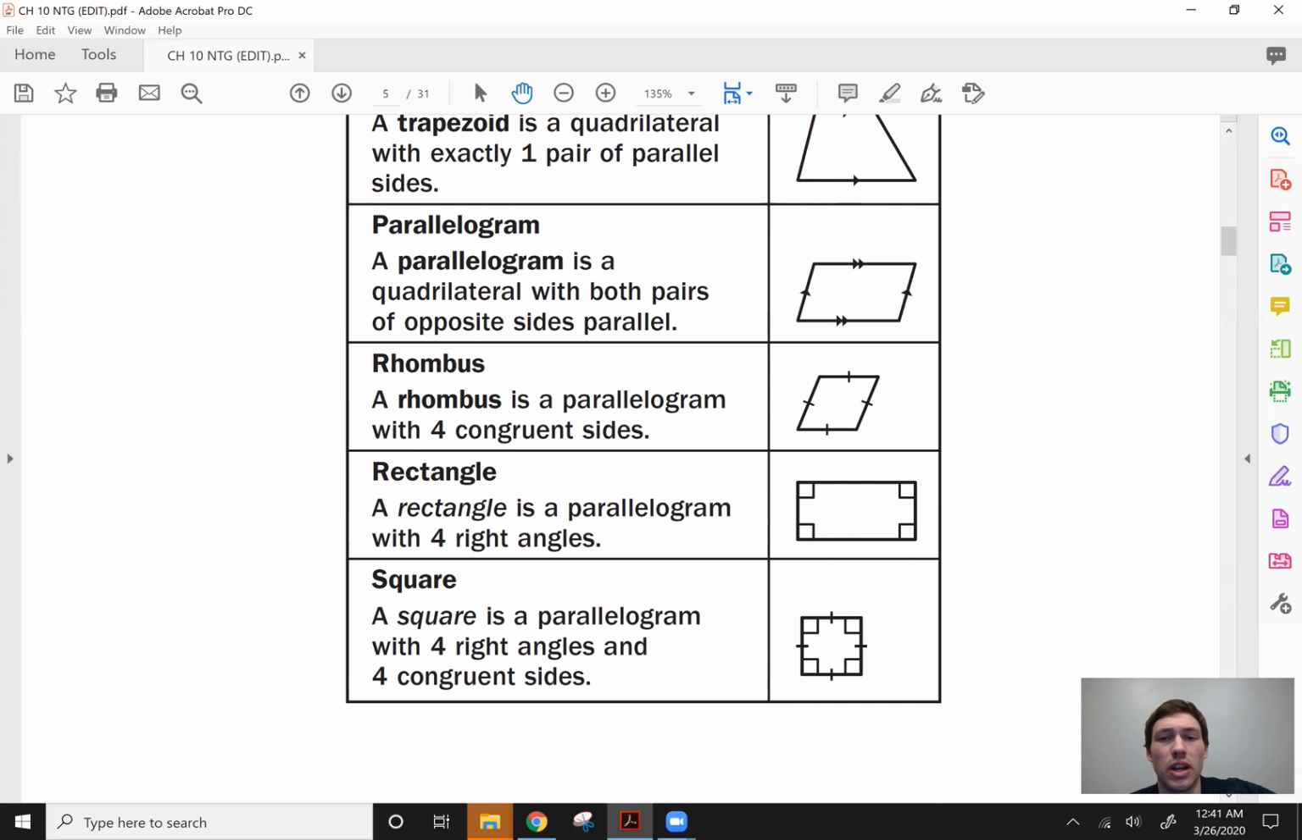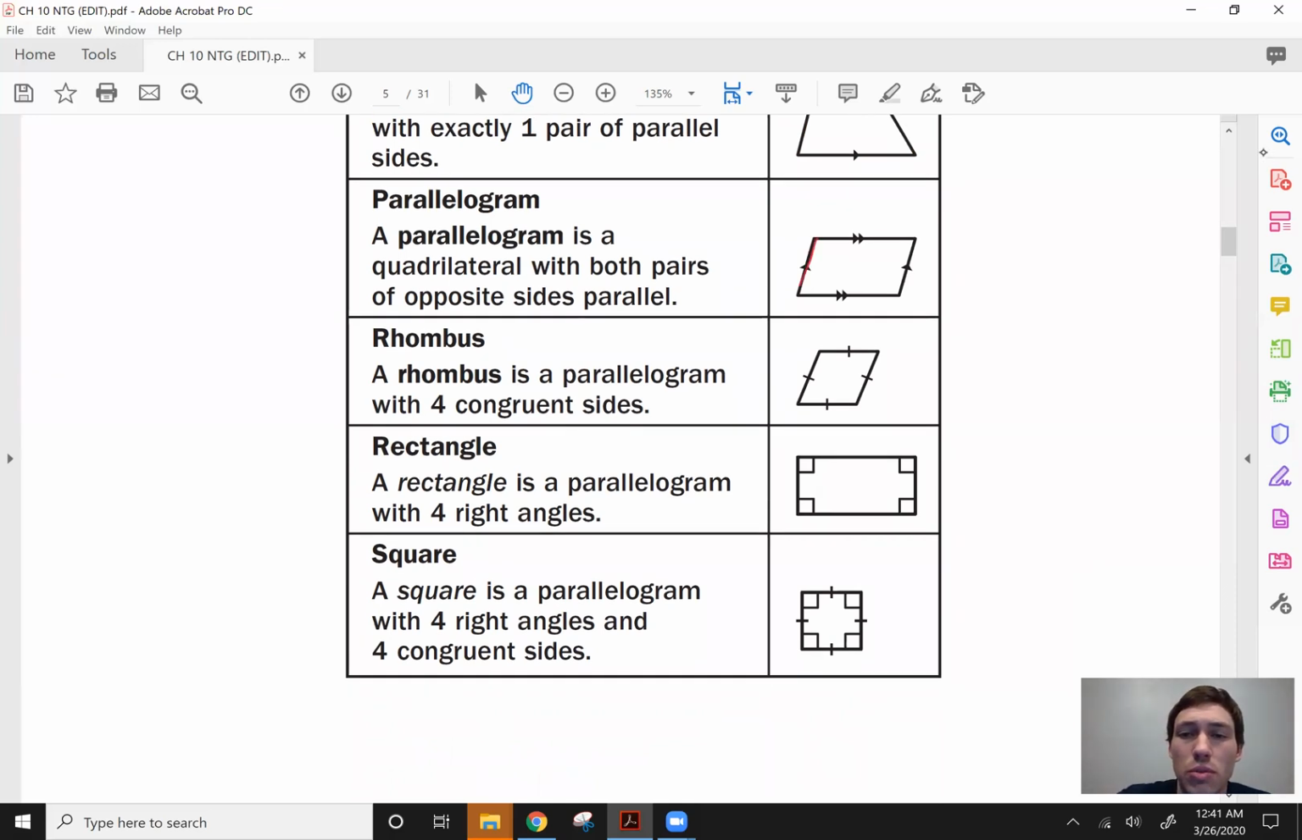Parallelogram means 2 pairs are parallel to each other, not just one like the trapezoid. A rhombus, all four sides are congruent. And it's also a parallelogram, so that means this is parallel to this, and this side is parallel to this side.